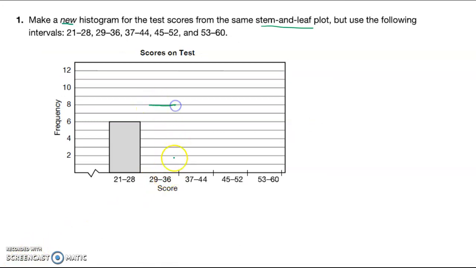I'm going to draw my bar up to 8 to show there are 8 scores, and then color that in. You'll do the same with 37 to 44, 45 to 52, 53 to 60. Basically you're graphing how many scores are in this range, how many scores are in this range, and how many scores are in this range.